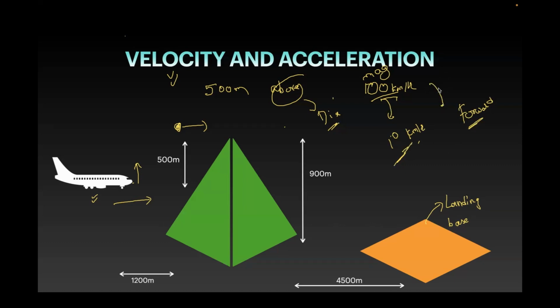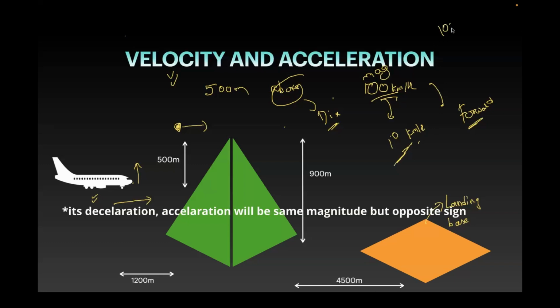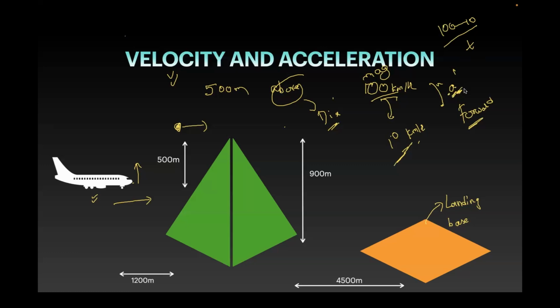Now, what is the acceleration? 100 minus 10 divided by, let us say, time t. Now, assume a deceleration is some a. This will have some magnitude, and you're telling it to keep moving forward with a deceleration of a meter per second square. Now, what does it mean? You need both magnitude and direction. So acceleration is also a vector.